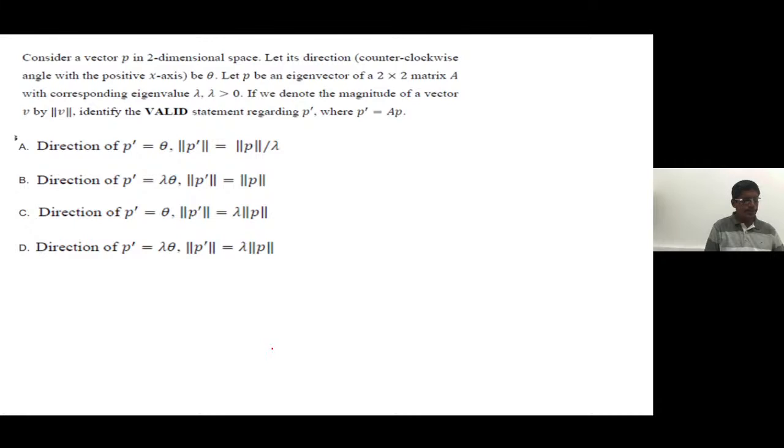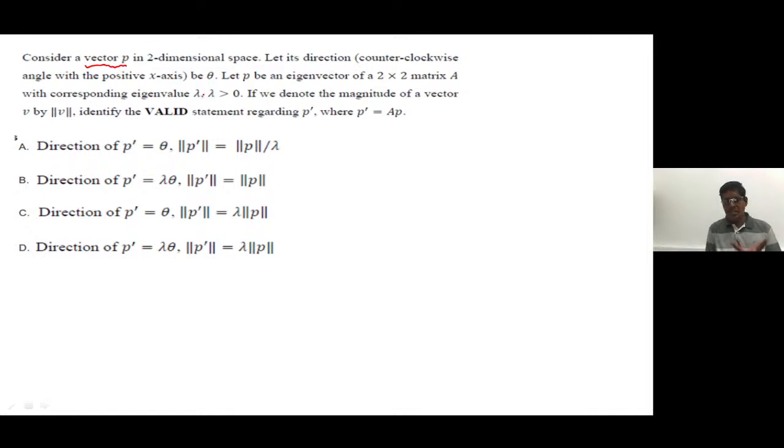The next question. Consider a vector P in two-dimensional space. Actually, we are all habituated to vectors denoted by capital X, capital Y, but in GATE they can give any notation. So two-dimensional space means either a row vector with two components or a column vector with two components. That is called two-dimensional. Let its direction be a counterclockwise angle with the positive x-axis.